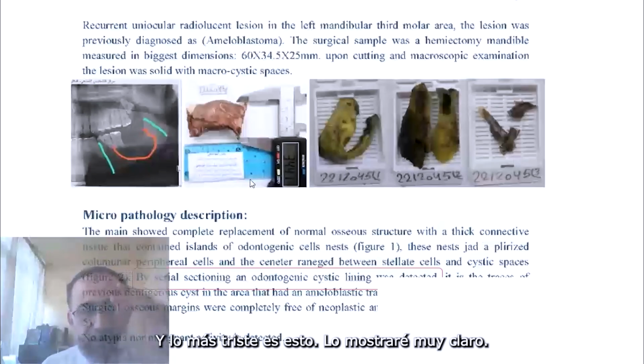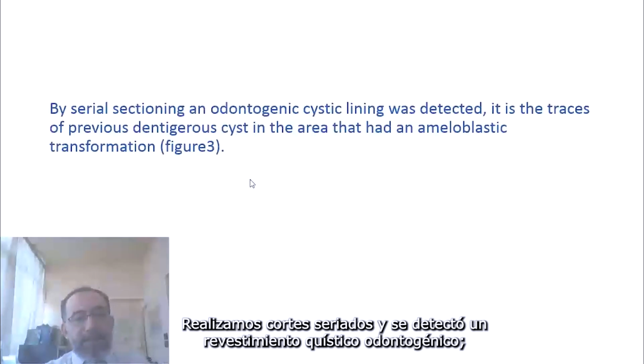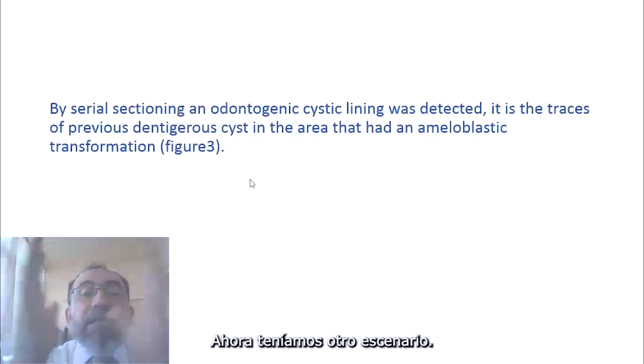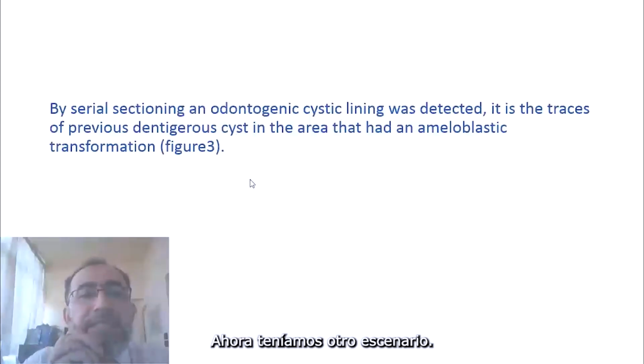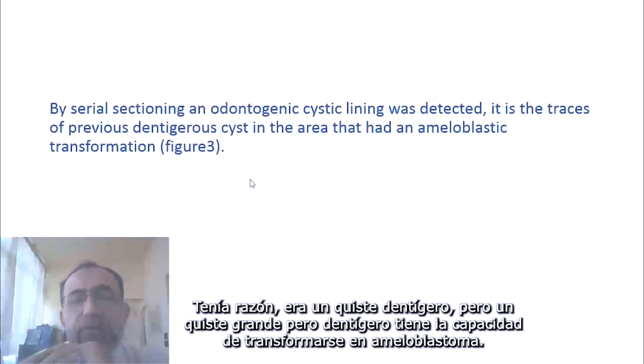I will show it very clearly. By serial sectioning, an odontogenic cystic lining was detected. It's the traces of previous dangerous cyst in the area that had an ameloblastic transformation. We had another scenario now. There wasn't a dangerous cyst. The surgeon who took off the 3rd molar and said this is dangerous cyst was correct. It was a dangerous cyst.